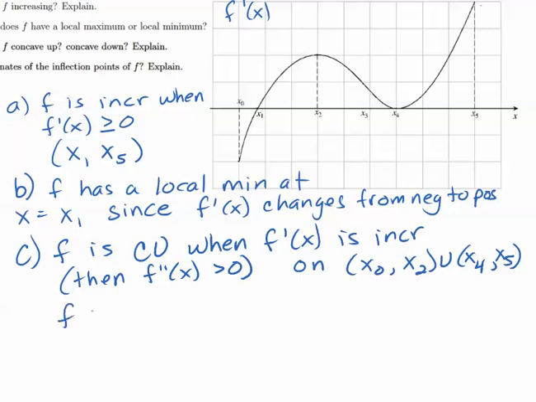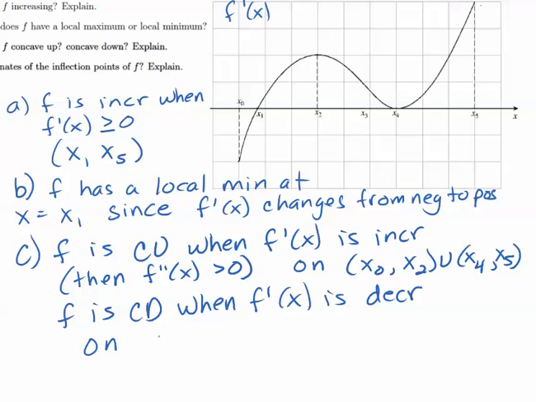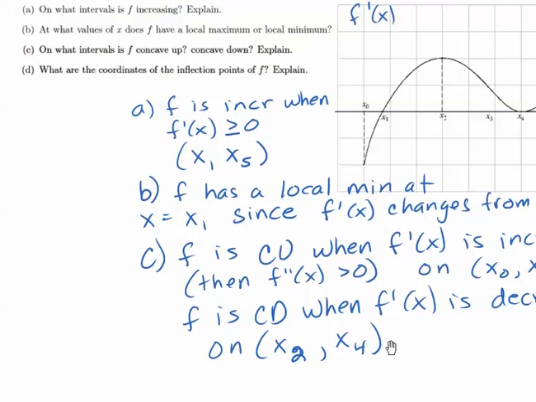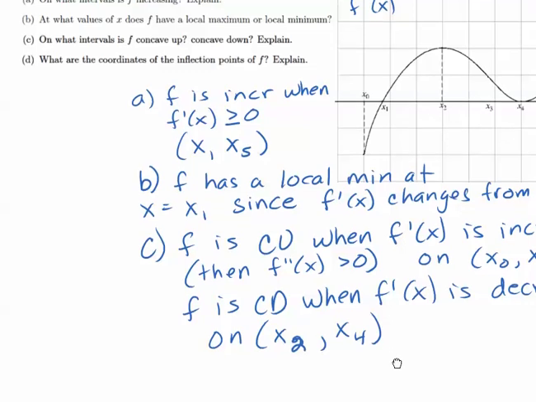And then it would be concave down when f prime of x is decreasing, because that would be where the second derivative would be less than 0. And that would be between those two values. So that would be from x2 to x4. So this is definitely practice we've done before. Coordinates of the inflection points.